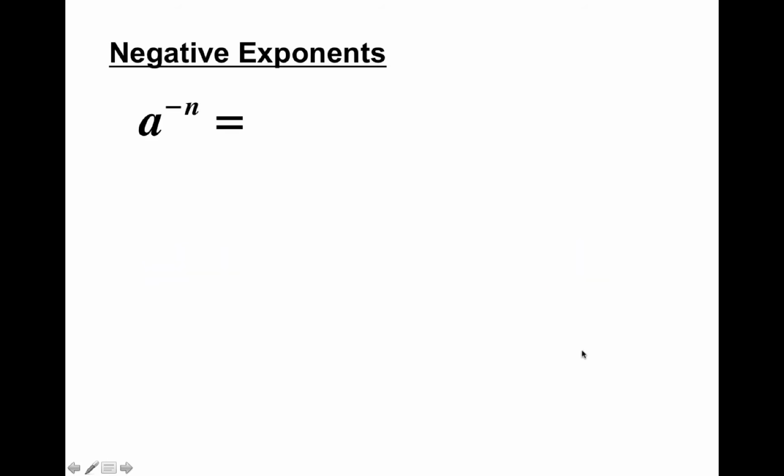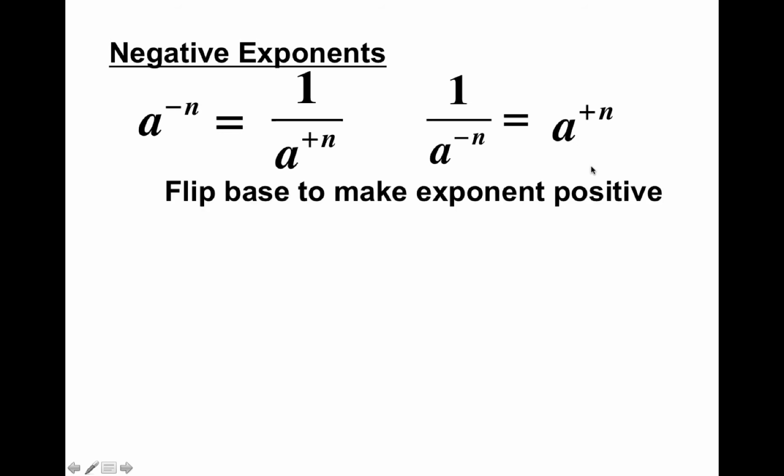If you have a negative exponent, a to the negative n power, to make it a positive exponent, you move the base to the other side of the fraction. So it becomes 1 over a to the positive n. Or if you have a negative exponent on the bottom of a fraction, you would move it to the other side of the fraction by putting it on top. So it's going to become a to the positive n on the top of the fraction. So you're flipping the base to make the exponent positive.